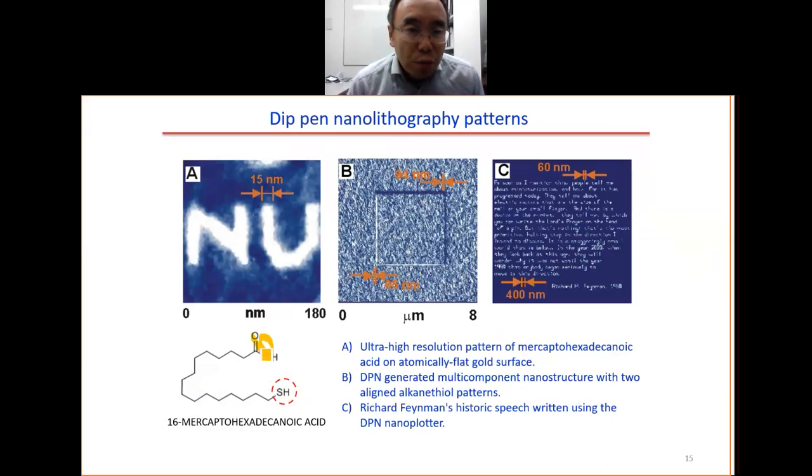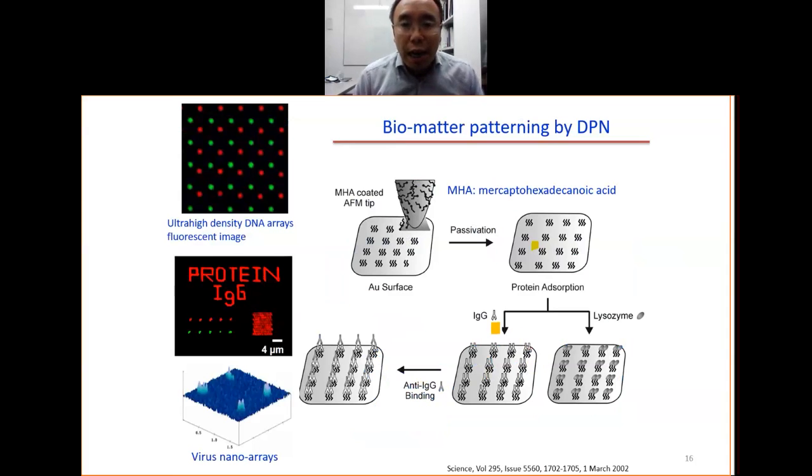This acid group will absorb the protein, like IgG and lysozyme. Then you can bind anti-IgG. This way you can do some biosensing and biodetection.